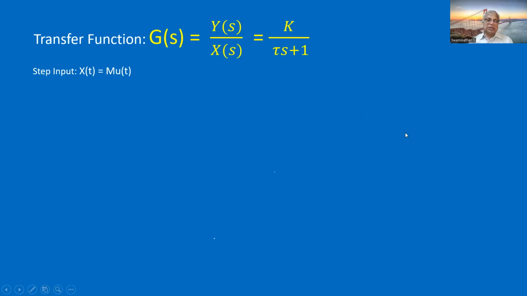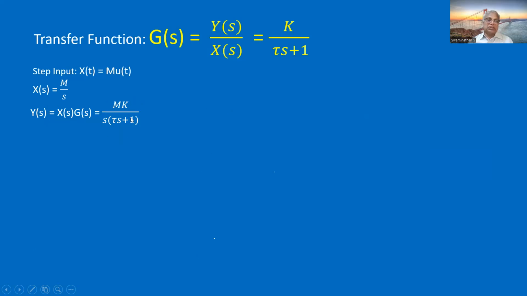Using Laplace transform. Take the Laplace transform of this x(t), and you get X(s) equal to M into the transform of u(t). The transform of the unit step function is 1 by s, so this is M by s. You substitute X(s) into this form: Y(s) equal to X(s) into G(s). If you substitute X(s), you get Y(s) equal to MK by s into (tau s plus 1). Now, if you take the inverse Laplace of this, you will get the response equation y(t).